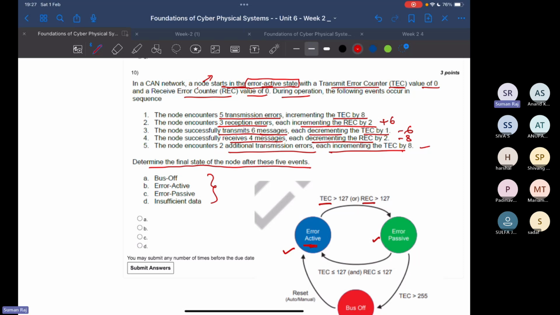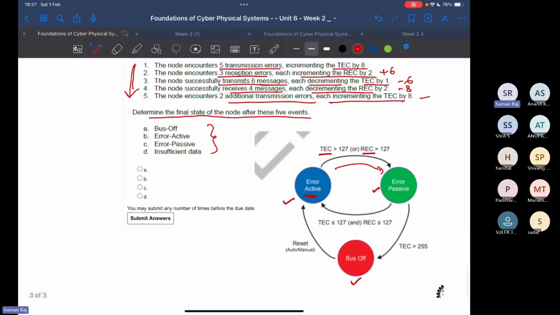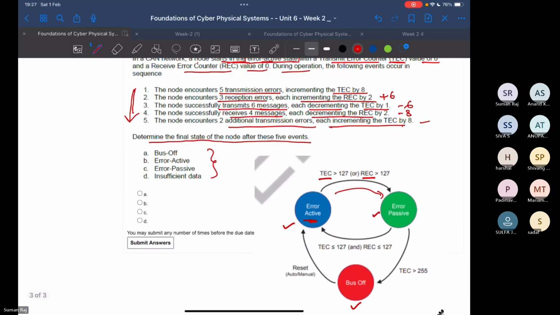Okay, so initially you have to assume that you are in some state, and based on whatever your current state is, in this sequence at some point you might move to the error passive state. At some point you might move somewhere else like bus off and all. But you have to determine the final state after all the 5 changes.